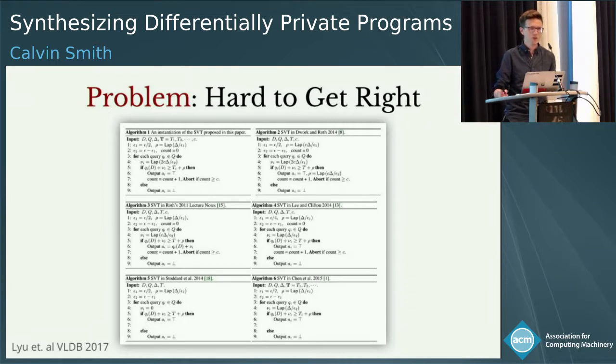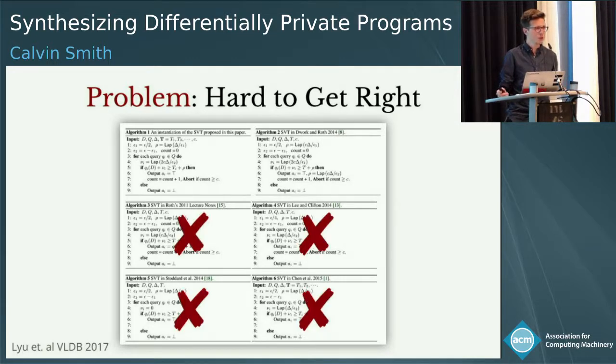This is a screenshot from a VLDB 2017 paper that includes 6 different implementations of the SVT algorithm. They all have their own privacy claims and their own implementations. You can see syntactically they're all pretty similar, but only 2 of them actually satisfy the privacy claims. So this is problematic. In fact, some of these algorithms that are correct and some that are incorrect were written by the same person. So even people who know what they're doing still have a chance of getting these things wrong. And to me, this indicates that we need to do better for everybody else.